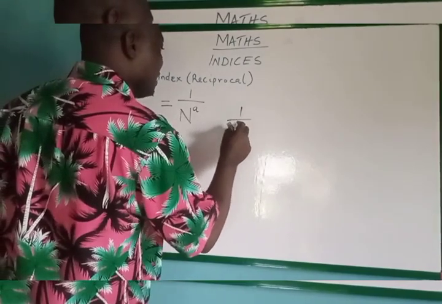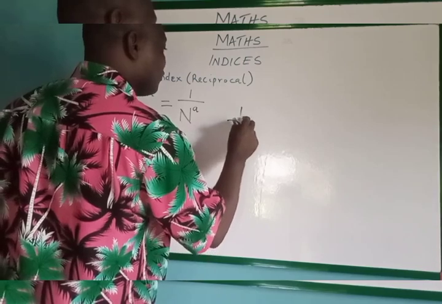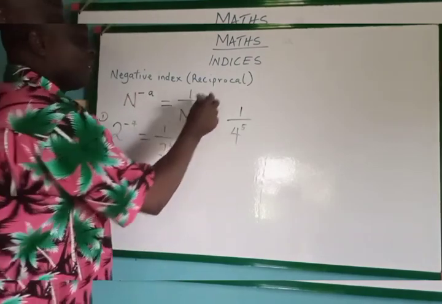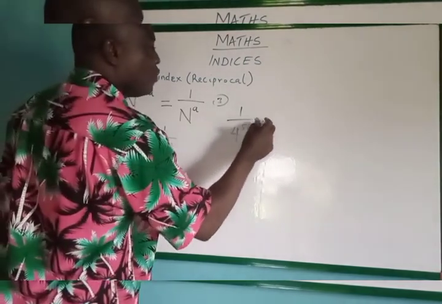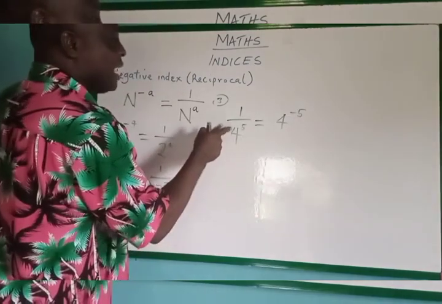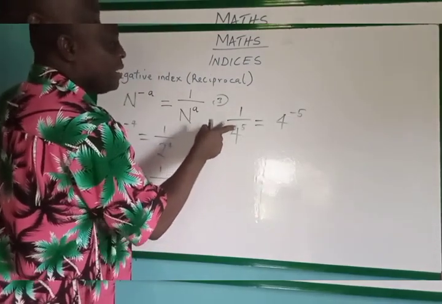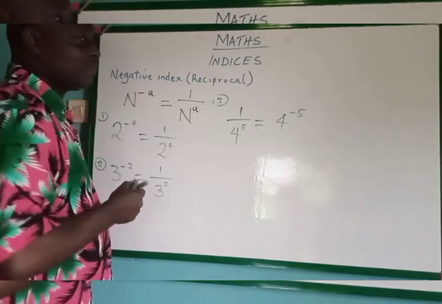Okay, if for instance we are asked to express 1 all over 4 raised to power 5 in another form, what is the equivalent? It will be equal to 4 raised to power minus 5, because I have removed the 1 all over, meaning the plus 5 will change and become minus 5.